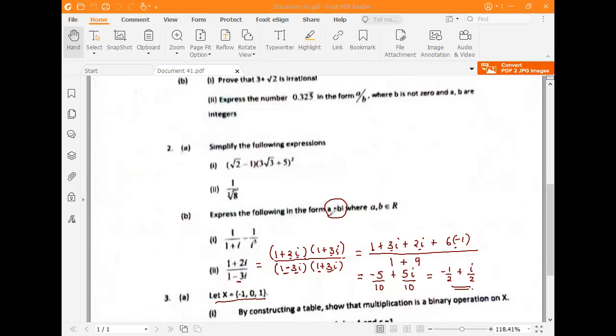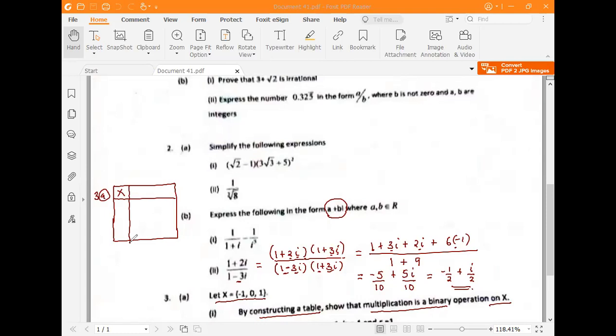So by constructing a table, show that multiplication is a binary operation on X. So let's construct a table, a table for multiplication. Remember we did this question several times in that video where we talked about binary operation.